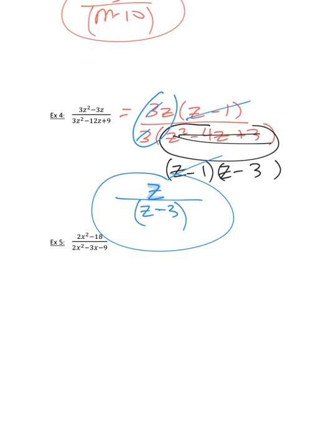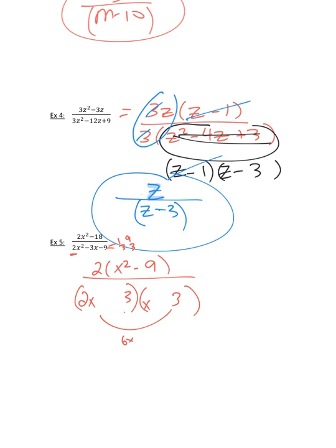Last example, example 5. My numerator has a GCF of 2 times x squared minus 9. My denominator does not have a GCF. I have to factor into 2 binomials. Notice a is greater than 1, so I have to do a little guess and check. 2x times x is 2x squared. So the 9, it'll be either 1 times 9 or 3 times 3. I'll try 3 times 3.